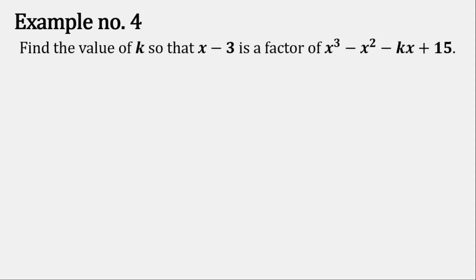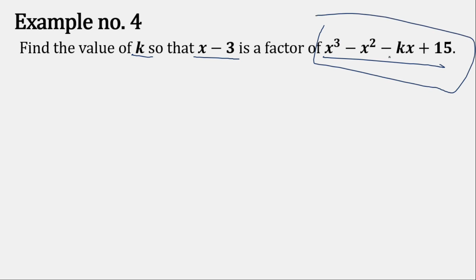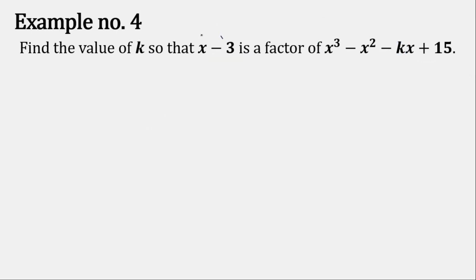Now let's push the example much more into an average kind of question. Now let's find the value of k so that this will become a factor of this. So this polynomial expression has a missing term, or a missing number here, which corresponds with the letter k. So we need to find the value of k so that this will become a factor of it. So if this is a factor of it, therefore this is divisible by this.